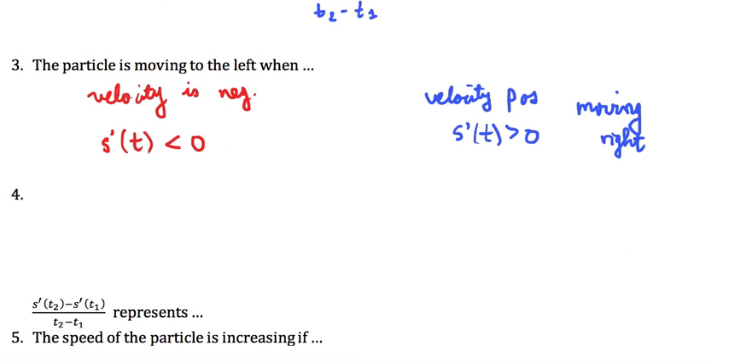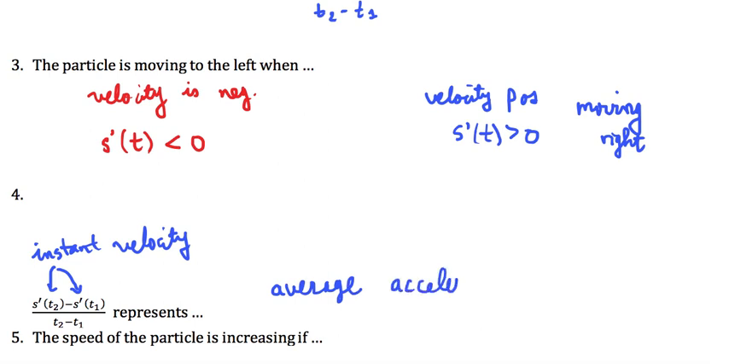All right, number 4, s prime of t2 minus s prime of t1 over t2 minus t1. So these quantities, s prime, are the instantaneous velocity, or we could just say the velocity at those particular points. And when we're subtracting the two, we're getting the change in velocity. So this is the change in velocity over the change in time. So of course the answer here is acceleration. But we have to be very careful. It's not the instantaneous acceleration, it's the average acceleration of the particle between t2 and t1.